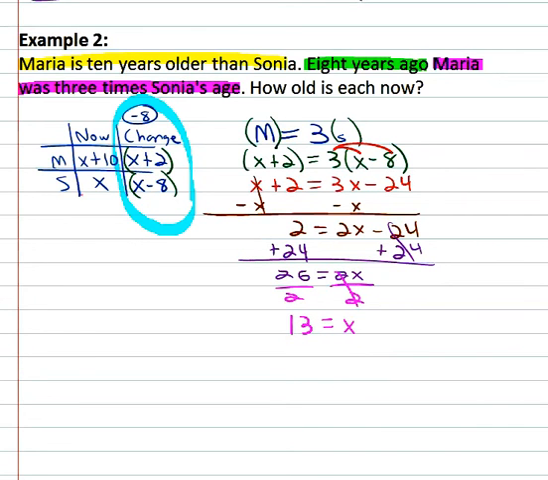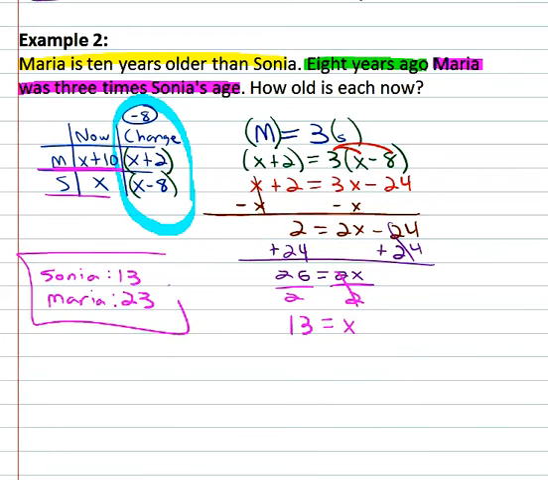But who is that? Sonia is x. Sonia is 13. Maria is x plus 10. 13 plus 10 is 23. We now have the age of Sonia and Maria.